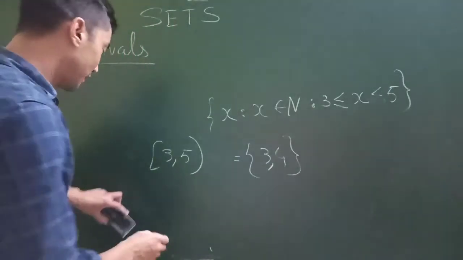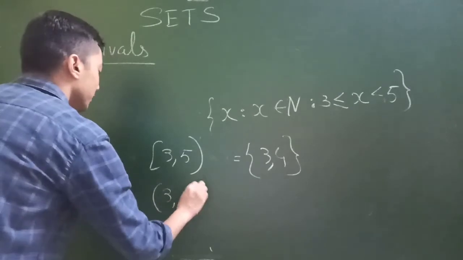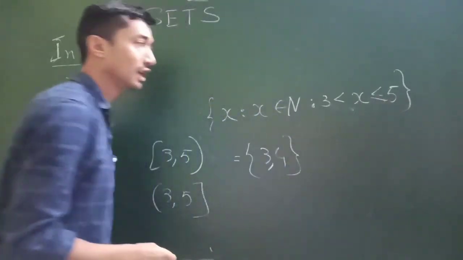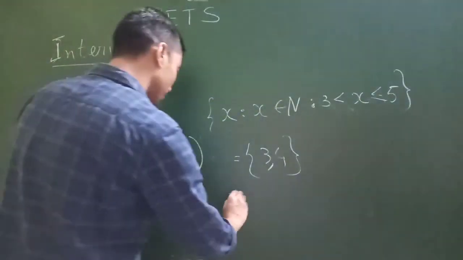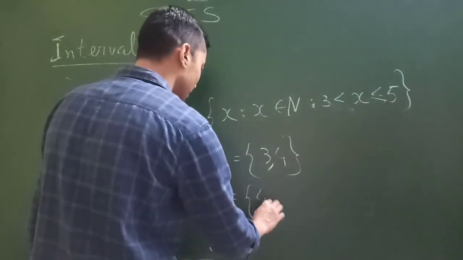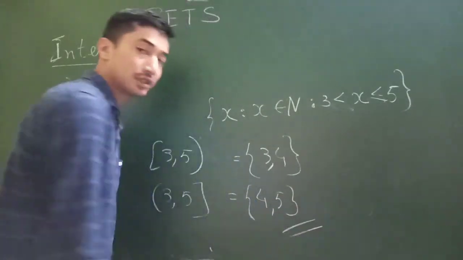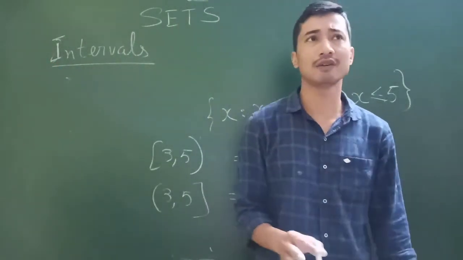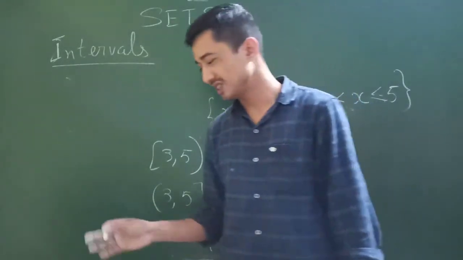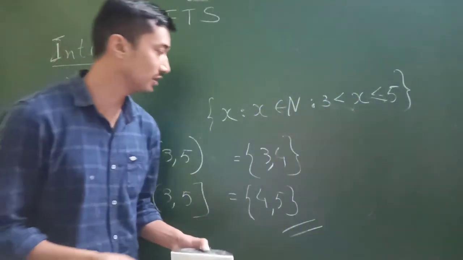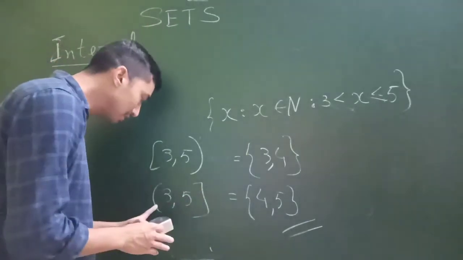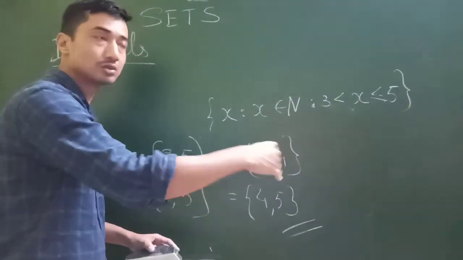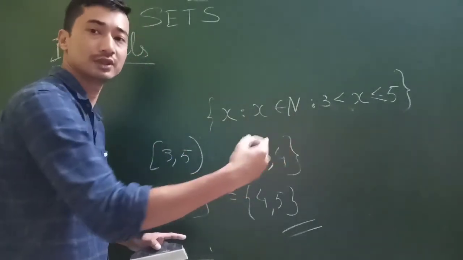Got that? We can even have 3 open, 5 closed. So what will be our answer? 3 open, so that's going to be after 3, natural numbers 4 up to 5. Okay, so these are the 4 types of intervals. We have the closed interval, the open interval, and then half open, left hand open, right hand open. Don't be confused about this. Just be careful about these brackets. Open means after, before, but closed means from, to.